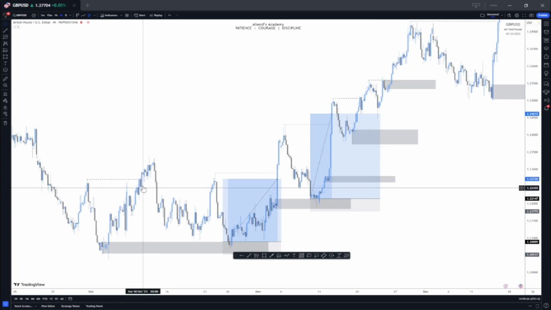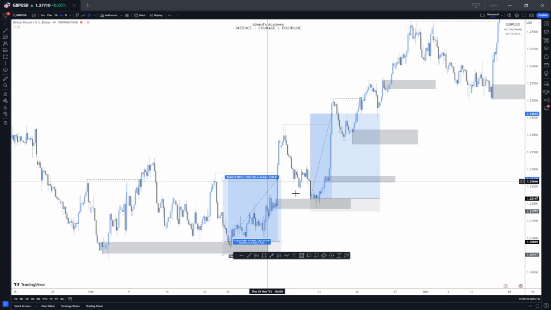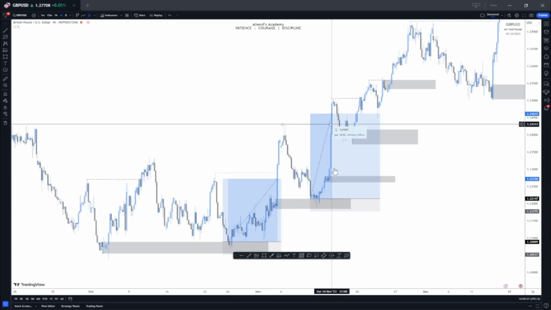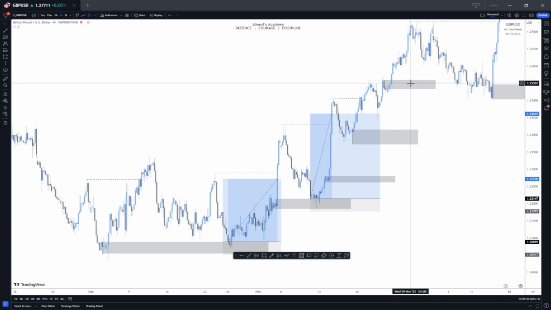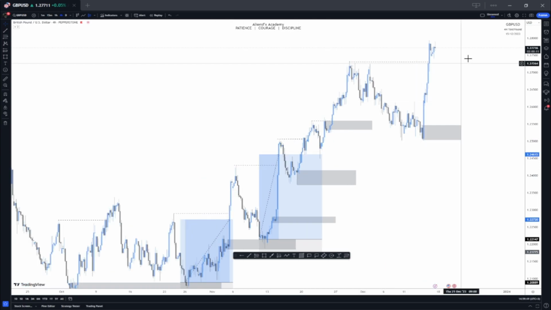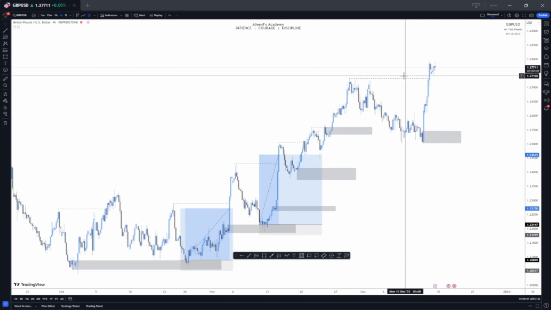So when price breaks the high, it gives us the order block. So you can see price broke this high, gave us this order block. Price broke this high, gave us this order block. Price broke this high, this order block. Price broke this high and gave us this order block. Okay, now that's simply what it is.